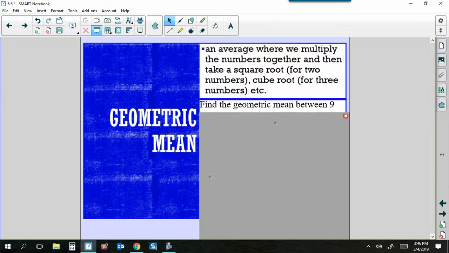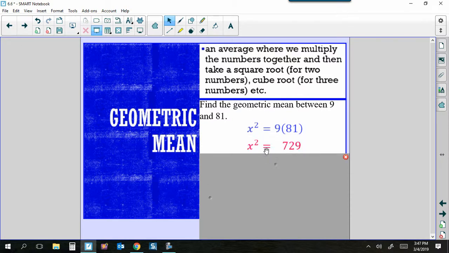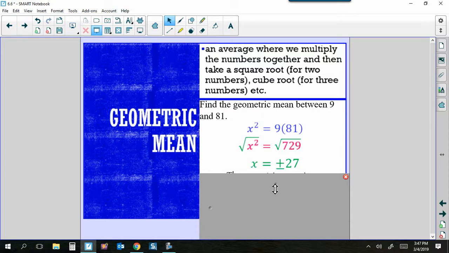So let's go ahead and do one. Find the geometric mean between 9 and 81. The first thing we would do is multiply 9 times 81. 9 times 81 is 729. Then I would simply take the square root of it. The square root of 729 is plus or minus 27, which in this case would be a positive 27, because in geometry we usually only care about the positives.